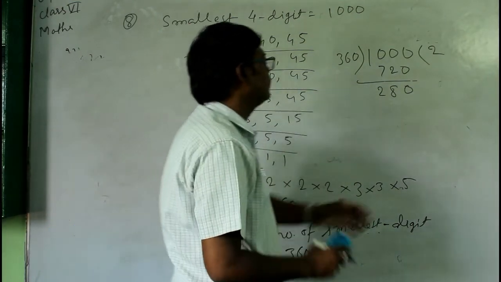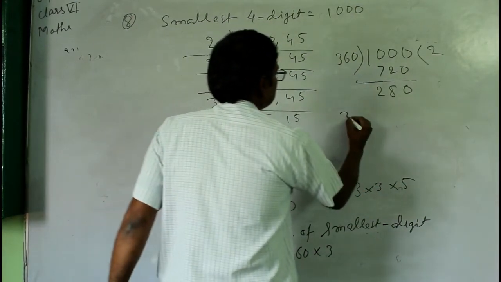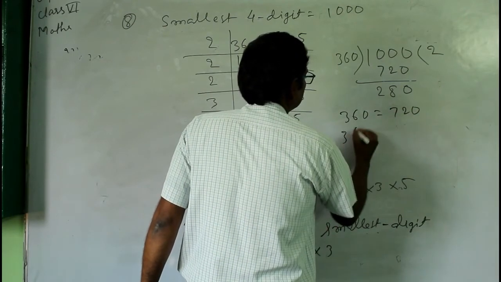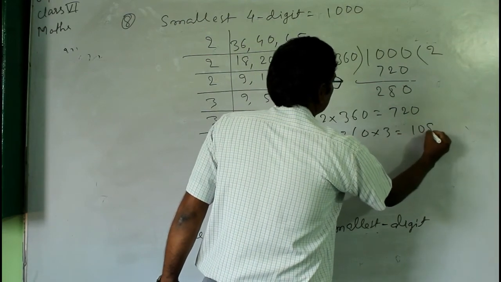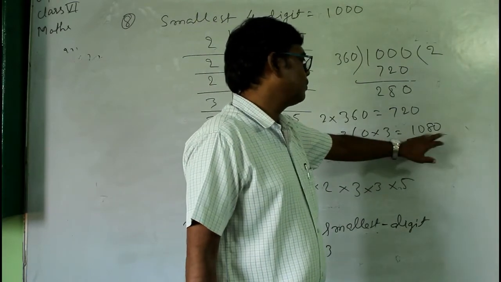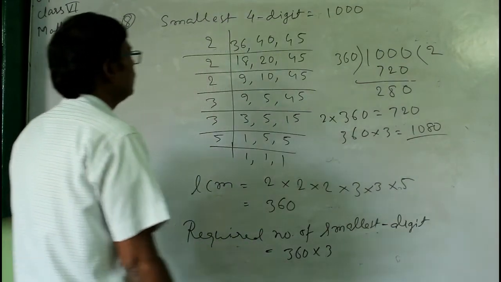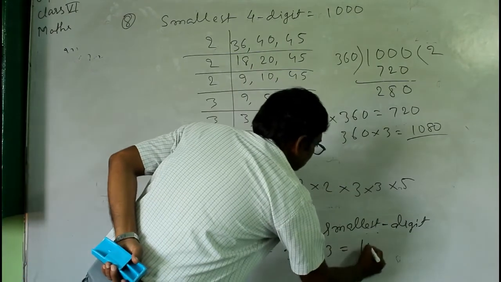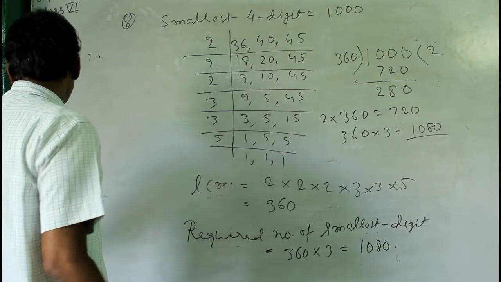Okay, here 2 came as the quotient, so make it 3 and multiply, then the answer will come, because 360 into 2 is 720, and what will 360 into 3 be? This will be 1080. Now see that this is the smallest 4-digit number, because this is the multiple of 360. So this is the smallest 4-digit number which will be divisible by these 3 numbers. So the answer is 1080. Okay. So you will solve the question like this.